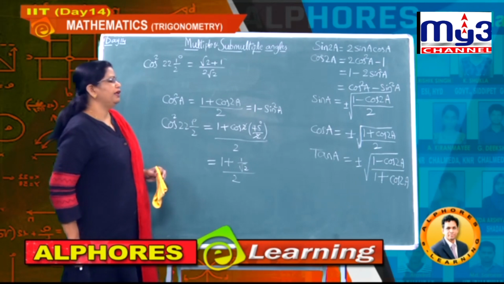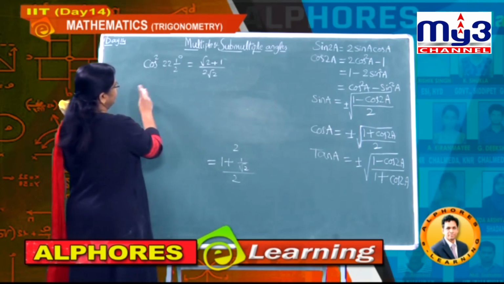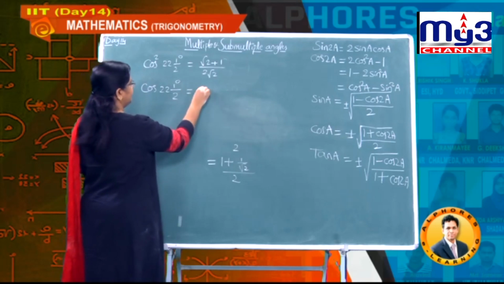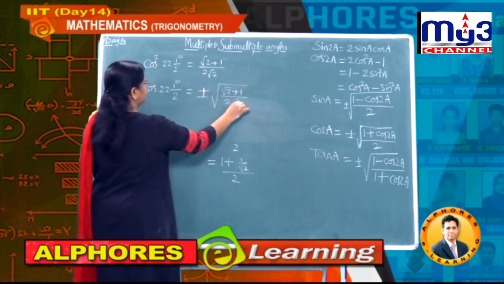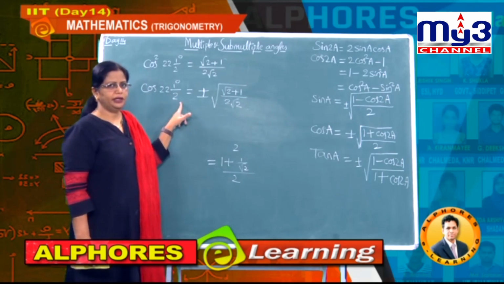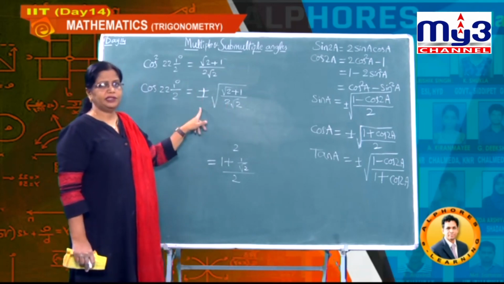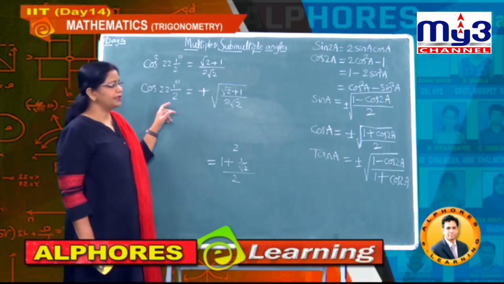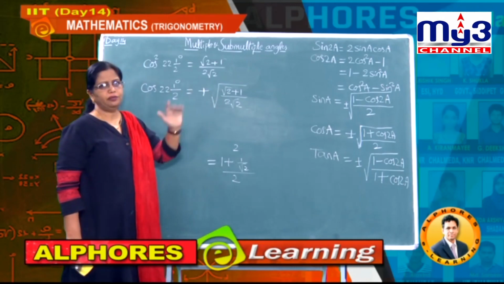Now what is our requirement? Cos 22 and half. So to obtain cos 22 and half, I will take the square root again. If you take the square root, what is the value? Plus or minus under root of root 2 plus 1 divided by 2 root 2. Now is 22 and half acute or obtuse? It is an acute angle, and cos of an acute angle is always positive. So it is sufficient to take only the plus symbol, no ambiguity. Clearly this angle is less than 90 degrees, therefore only the positive value.